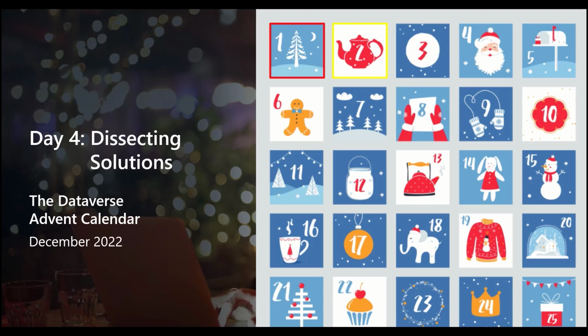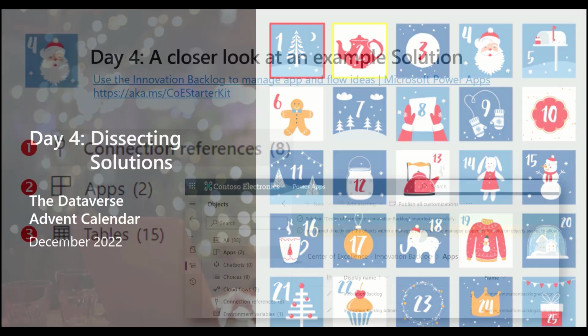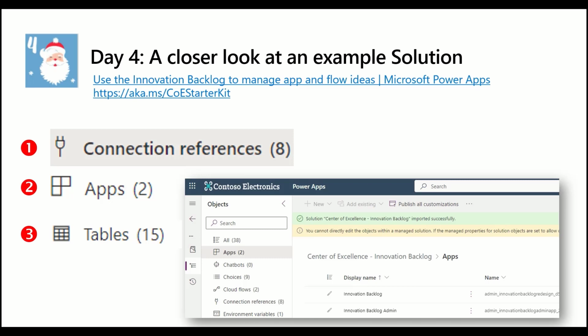Today we're going to talk about dissecting solutions. When you were in school, you probably dissected frogs. Instead, today we're going to dissect solutions. A lot less gross. We're going to choose a solution that I mentioned in day 3, which is the Innovation Backlog. And this is one of the solutions that are part of the COE Starter Kit.